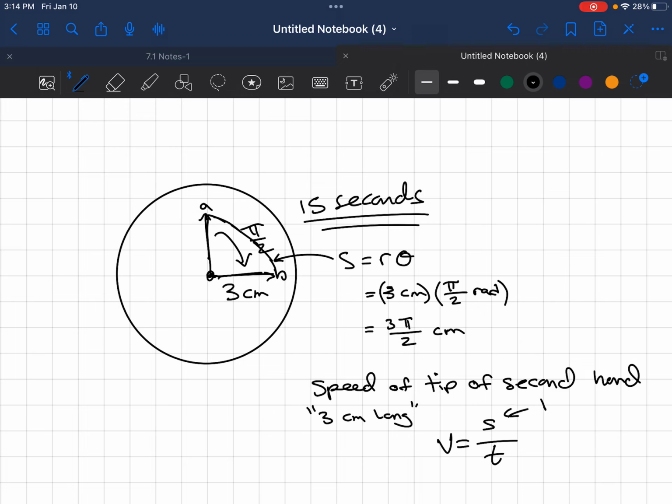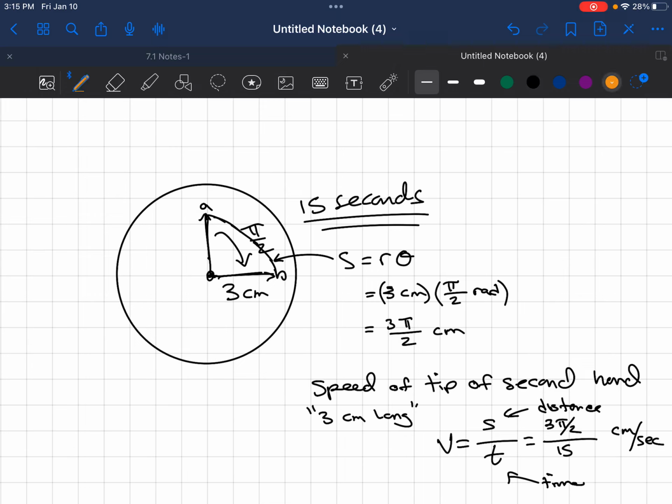So this is going to be the distance, and this is going to be the time. Same if you went 60 miles in 1 hour, you went 60 miles per hour. And so our distance is 3 pi over 2, and that's divided by 15 seconds. And so that's going to be centimeters per second. And that's kind of an ugly number there, but we could simplify it down and come up with the decimal approximation. That's not our concern.